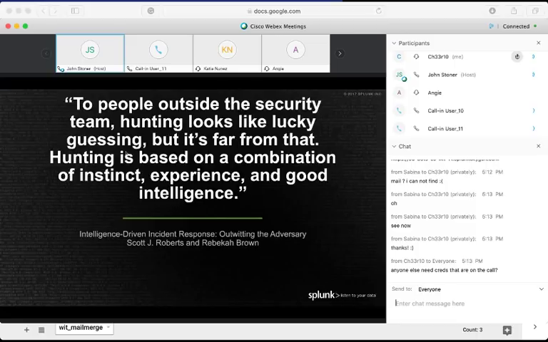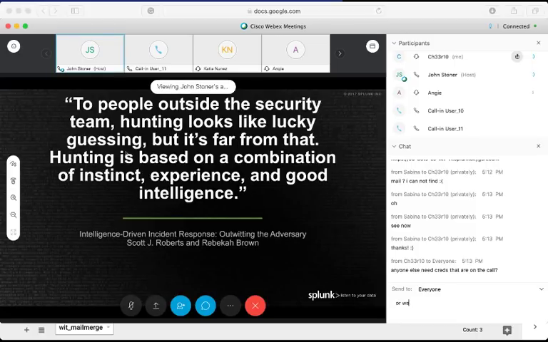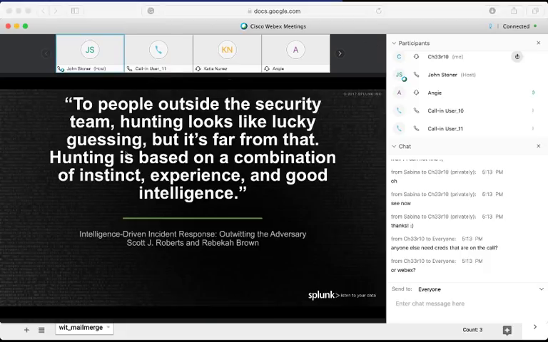This is another good book. If anybody hasn't come across this yet, take the opportunity to: Intelligence-Driven Incident Response: Outwitting the Adversary by Scott Roberts and Rebecca Brown. This is just a quote I pulled out of the book itself: to people outside the security team, hunting looks like lucky guessing, but it's far from that.